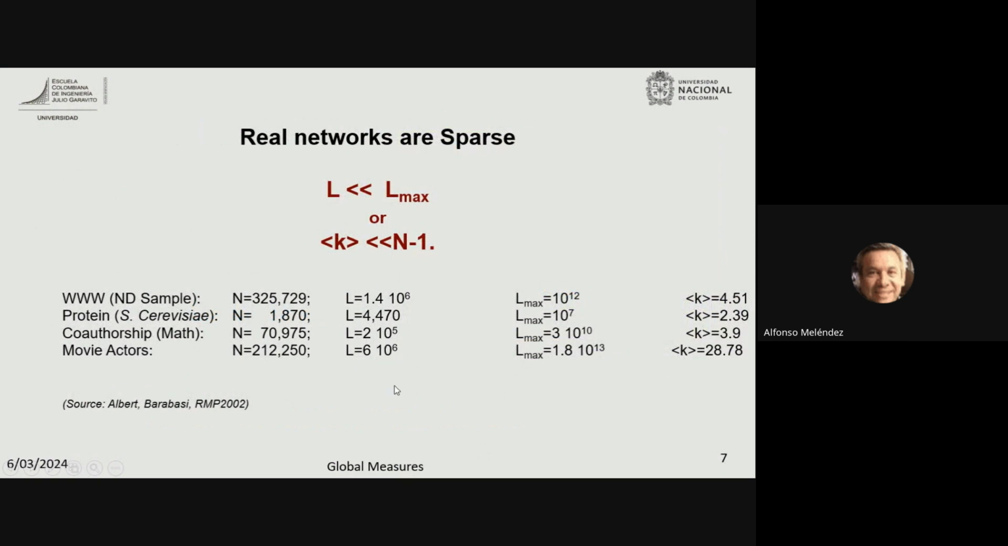Look at this example here. This is the World Wide Web, from nearly 10 years ago. Number of nodes in the internet. This is the number of edges. Look, the maximum number of edges is 10 to the 12 with this number of nodes. And the real number is this. If you divide this number by this, you get 10 to the minus 6. Okay? 10 to the minus 6 is 0.000001. That's the density of this network.